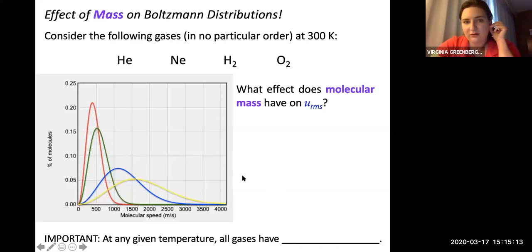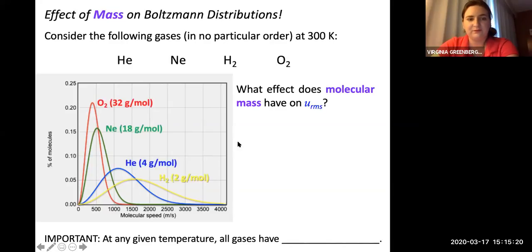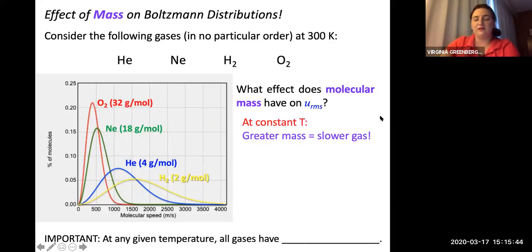And then the red curve, which favors slower speeds, would correspond to our heaviest gas. So here we can see that oxygen, which has our greatest molecular weight of about 32 grams per mole, is corresponding to our slowest Boltzmann distribution. Okay, and then we just order them in terms of molecular weight. And so if we look at RMS speed, we'll say at constant temperature, the greater the mass of the gas, the slower the gas is.